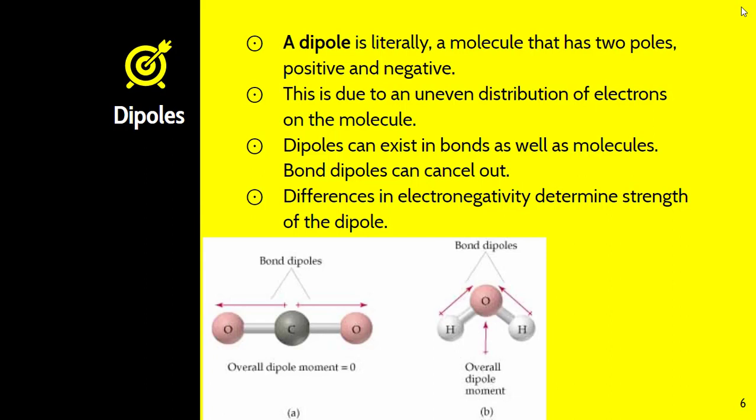If we take a look at H2O, we draw our dipole arrows here because oxygen is more electronegative than hydrogen, and they don't cancel out. The left and right vectors will cancel out, but there are two up vectors associated with this. As a result, it does have a net dipole moment, which makes water polar.